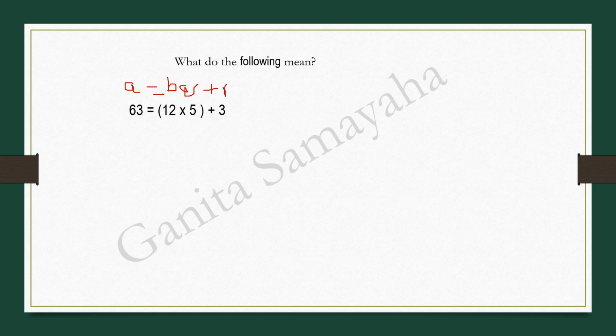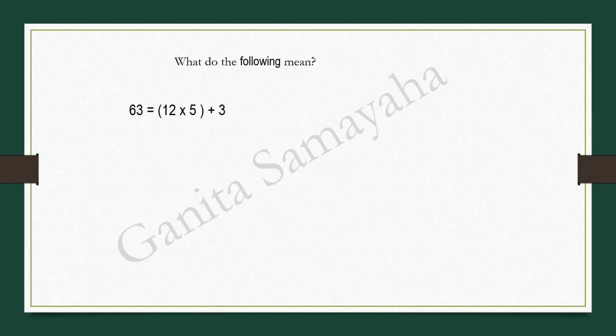So this means that there are two numbers, 63 is A and B is 12. When 63 is divided by 12, the quotient is 5 and the remainder is 3. Okay, and we see that 3, the remainder, is less than our divisor 12. 3 is less than 12. So that is the meaning of this. So when 63 is divided by 12, the quotient is 5 and the remainder is 3. That is the meaning of this statement.